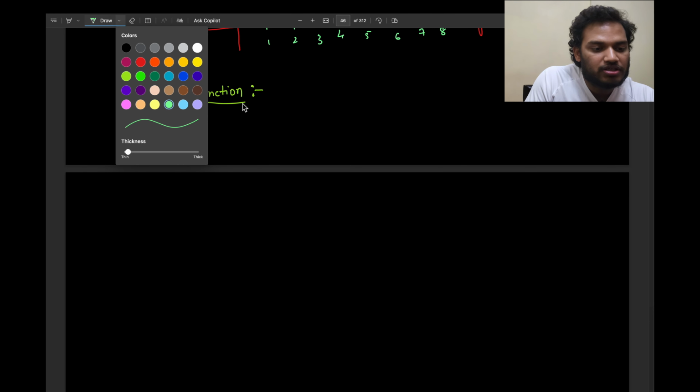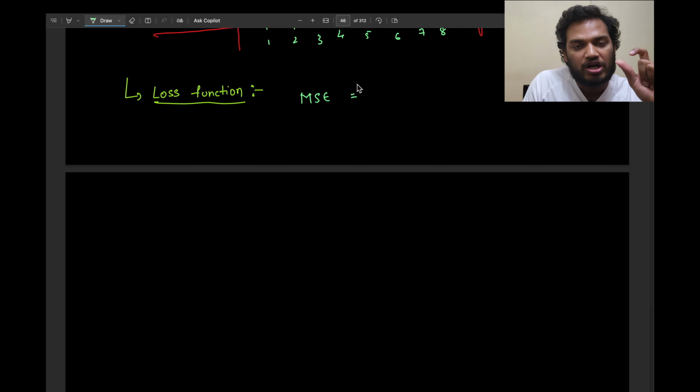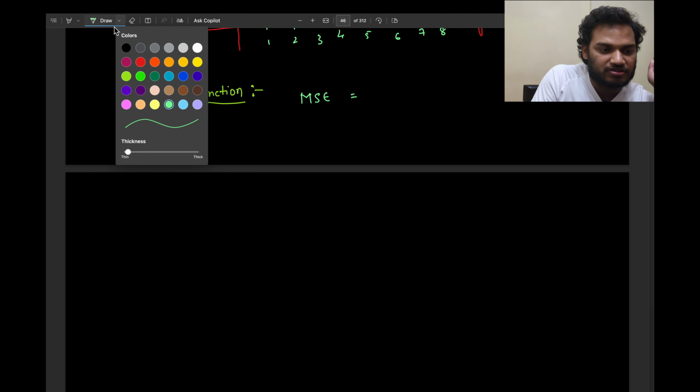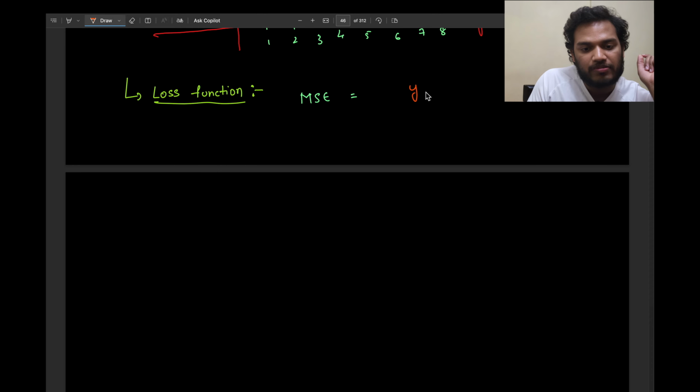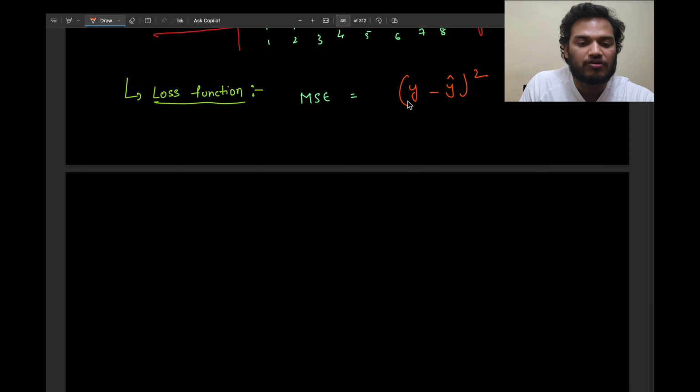The reason being, if you think of mean squared error, how the error on one particular data point will be calculated, it will be calculated something like this. It will be y minus y cap whole square. So this will give us the error on one particular data point. And here, what is this y?